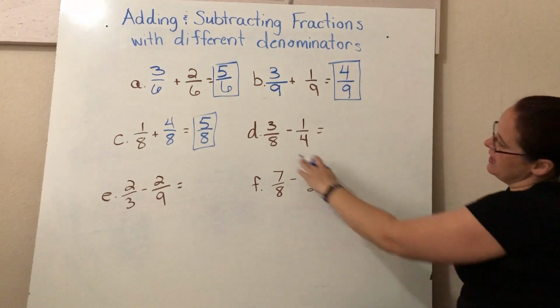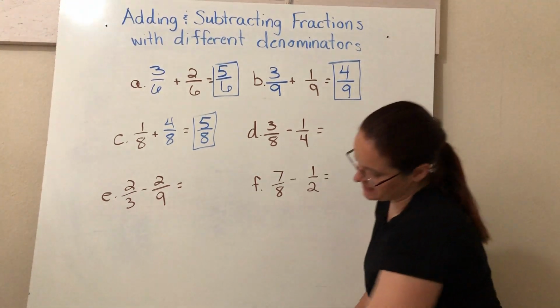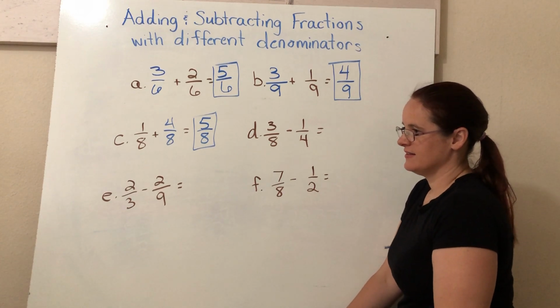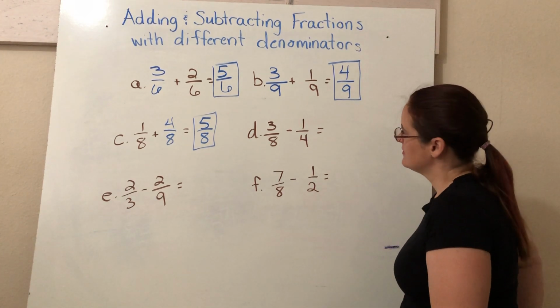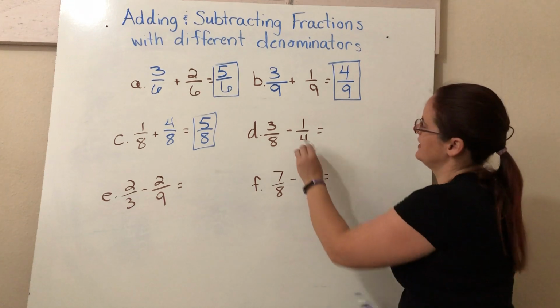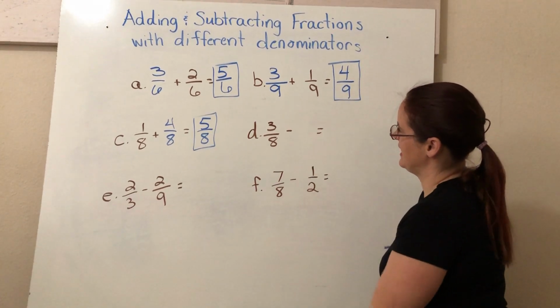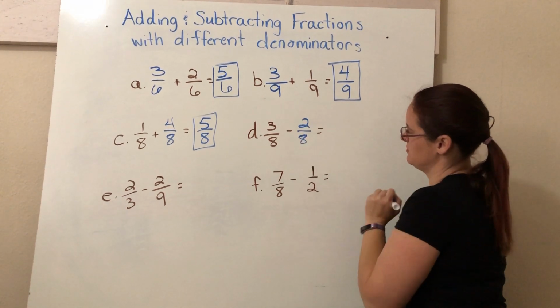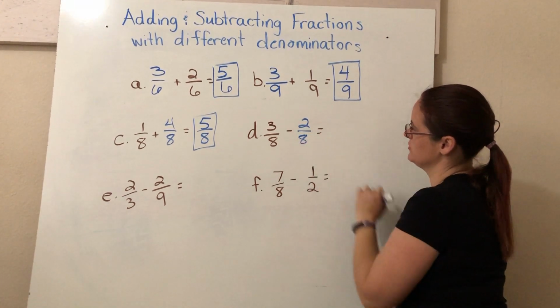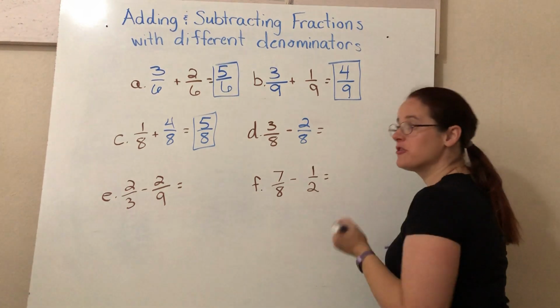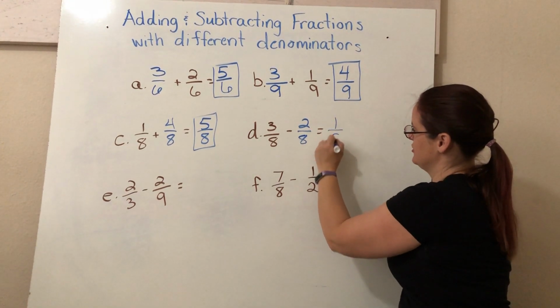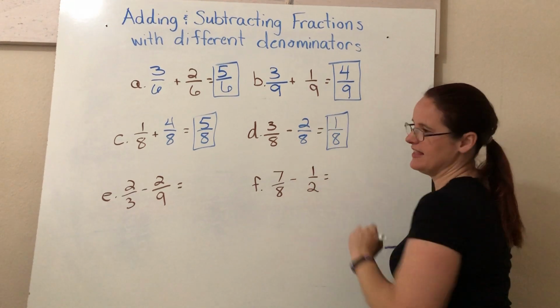Okay? Here, eighths and fourths. What would their common denominator be? The single fourth has to be turned into eighths. So 2/8 would be 1/4. We multiplied times 2, so we do the same thing on the top. 3/8 minus 2/8 just gives us 1/8.